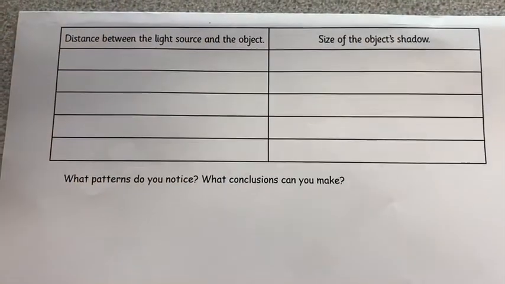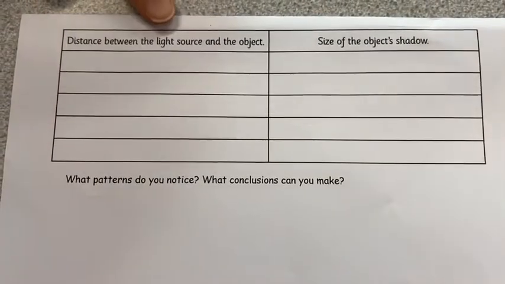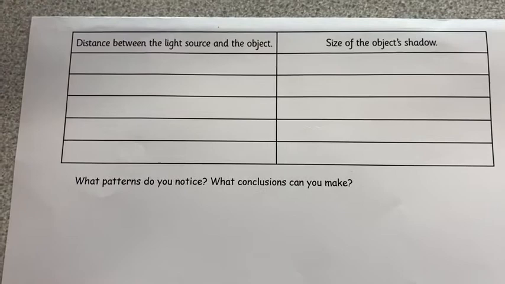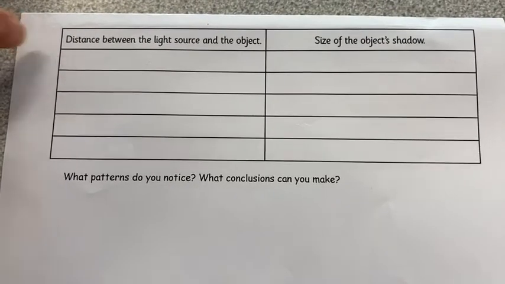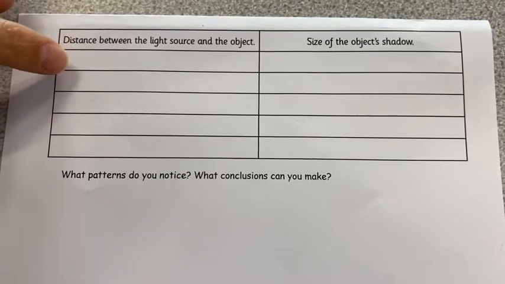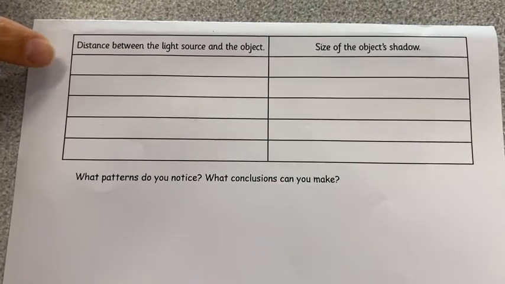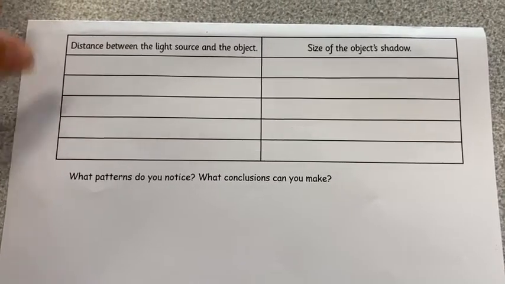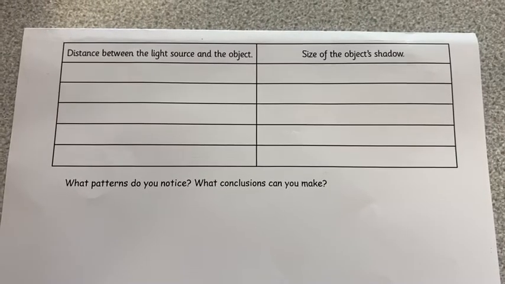So, this is the worksheet that you're going to be using. And if you look at the top of this column here, it says distance between the light source and the object. So you would choose whatever distance you think suitable. So I might have chosen 5 centimetres, 10 centimetres, 15, 20 and 25 centimetres. You might choose different numbers. You might go up in 10s, you might go up in 7s. It's your investigation, so you can decide the distance.